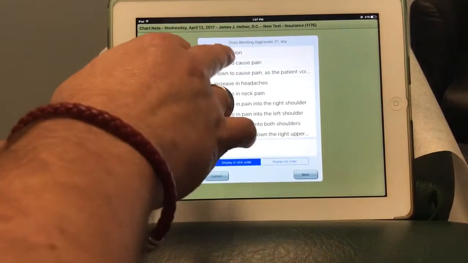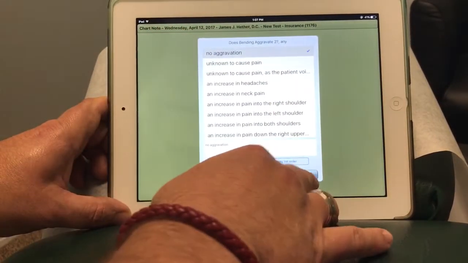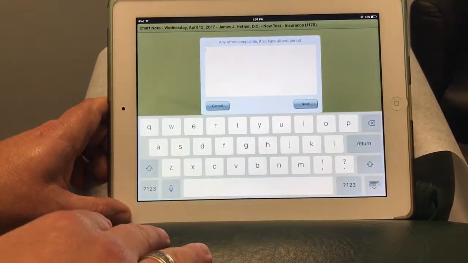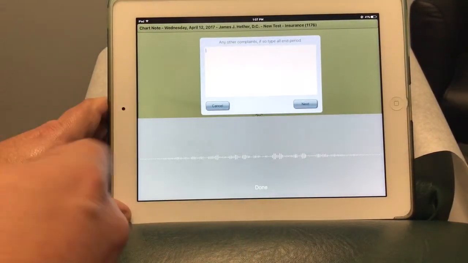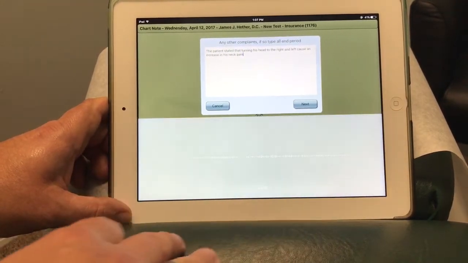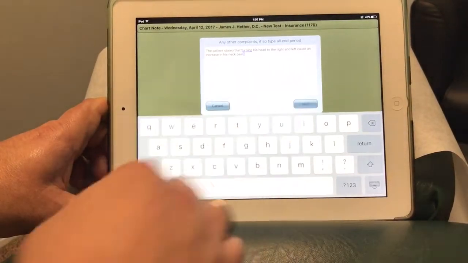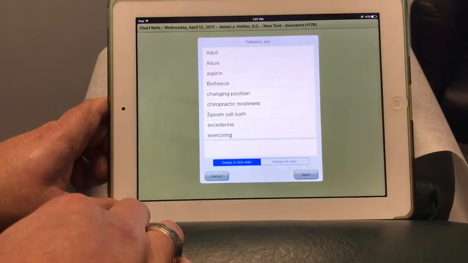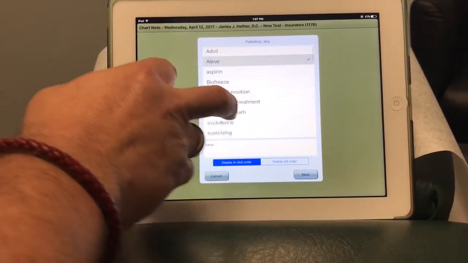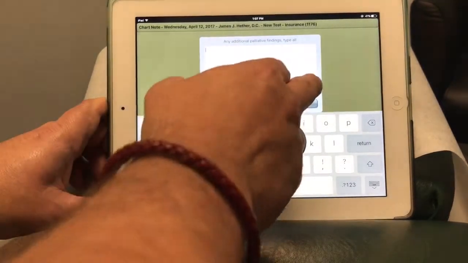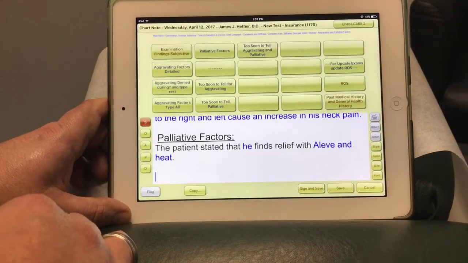From there, we know that bending over doesn't bother it, and we can ask the patient, is there any other activity you do that causes an increase in your neck pain? The patient stated that turning his head to the right and left causes an increase in his neck pain, so we can document that fairly easily. We can then ask, is there anything you've done that made it feel better, under palliative findings? This person has used Aleve and heat, and that's all they've used for the last 2 days. We can add any other comments if they want to add it.